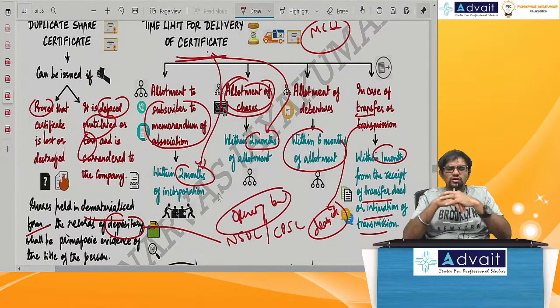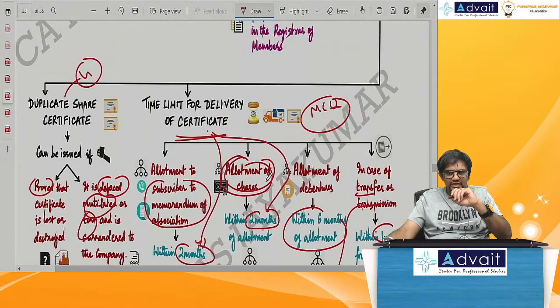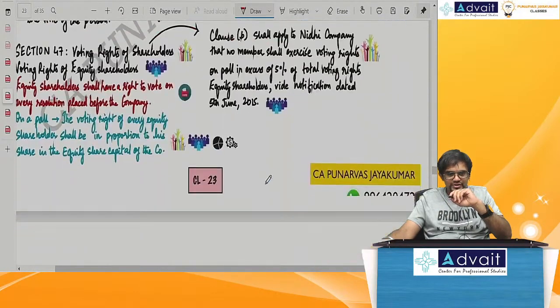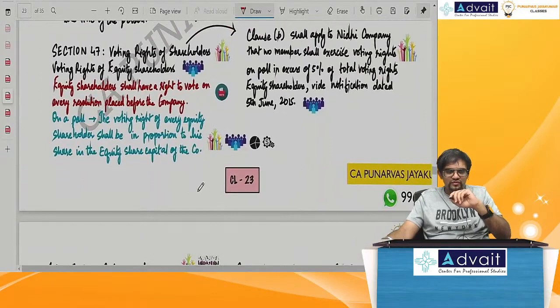If a person dies, automatically the shares will now go to the legal heir. If a person is declared insolvent, automatically the shares should now go to a liquidator. So by operation of law, when shares pass from one person to another, that is called transmission. Got it? That's the scene. Time limit for delivery of certificate is what you need to understand. Next, coming to section 47.